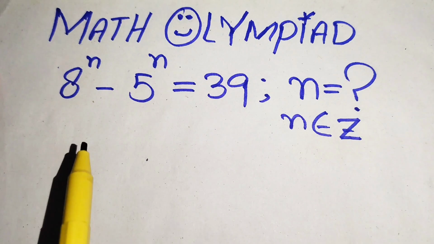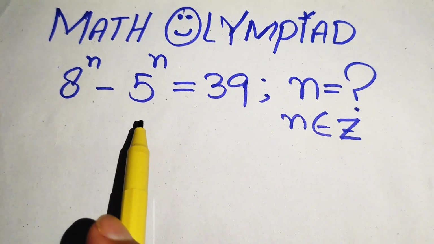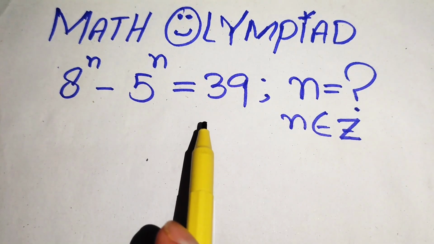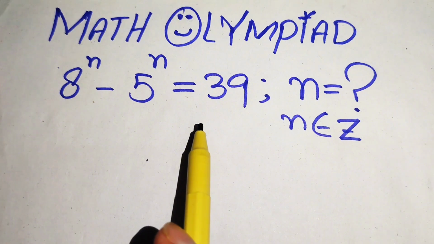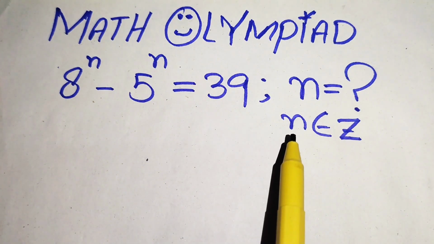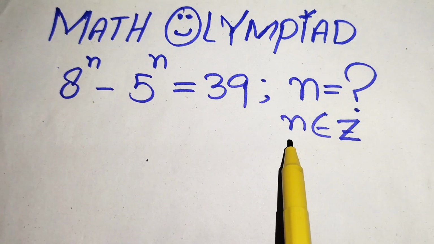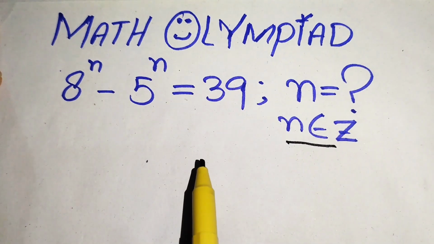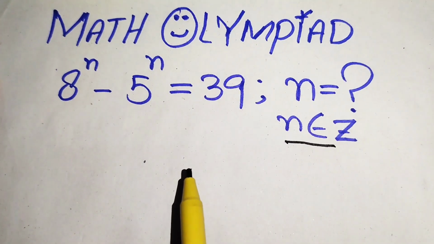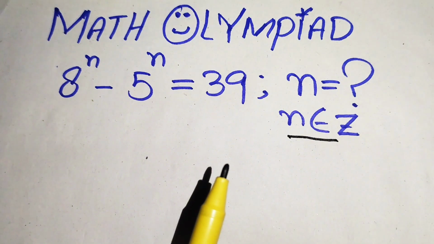And here we have 8 to the power of n minus 5 to the power of n equals 39, and we solve this problem for integer values of n. We have one restriction: we just find the integer or integral roots of this nice equation.